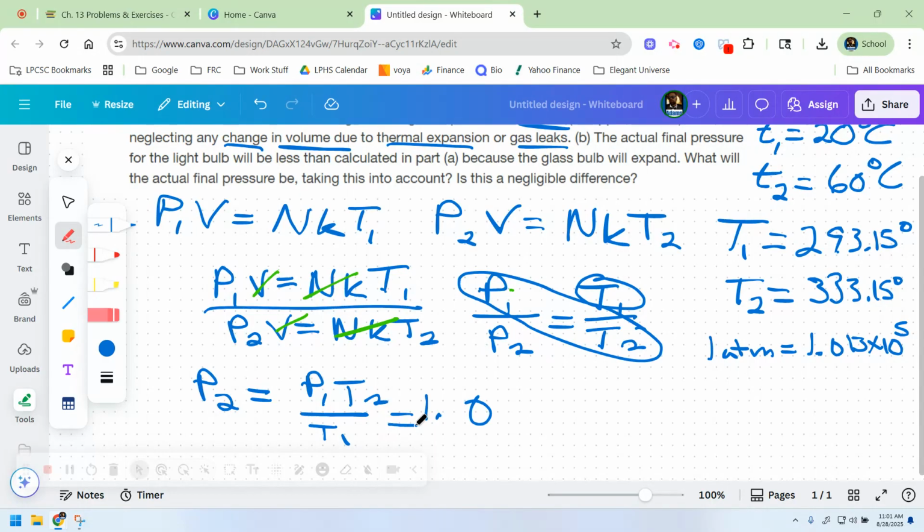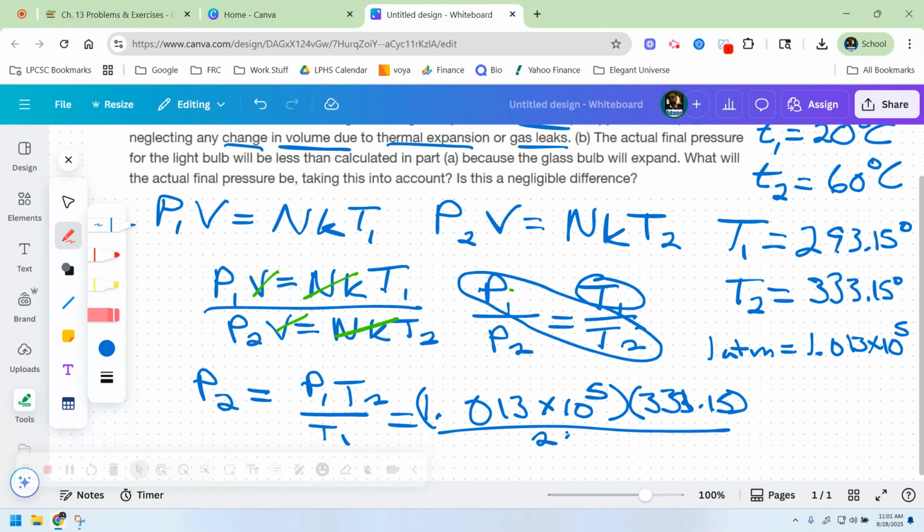So anyways, this stuff is equal to 1.013 times 10 to the positive 5, right? That's my P1. And times T2, which will be 333.15 Kelvin, divided by 293. And we'll get 1.151 times 10 to the 5 Pascal.